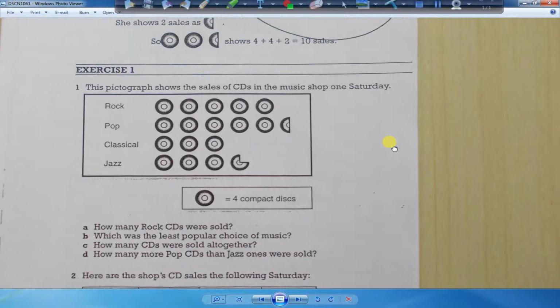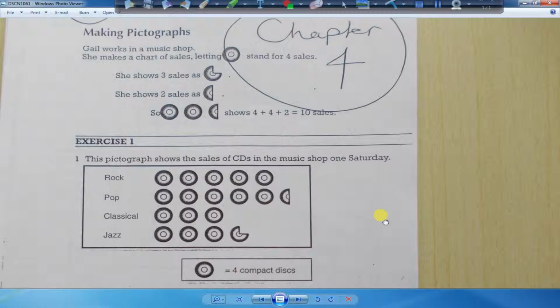Let's move it up, move it down a bit. Sorry. There we go. Right, here we go.